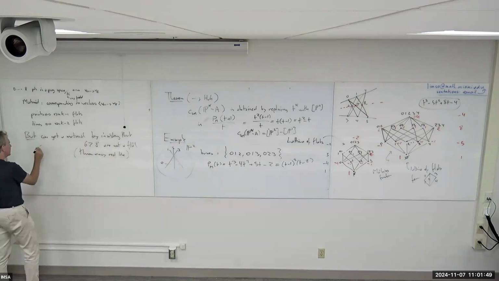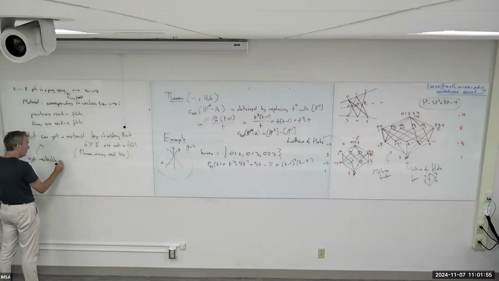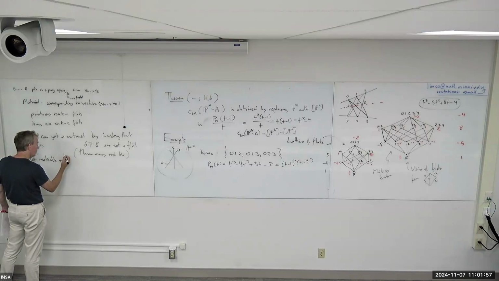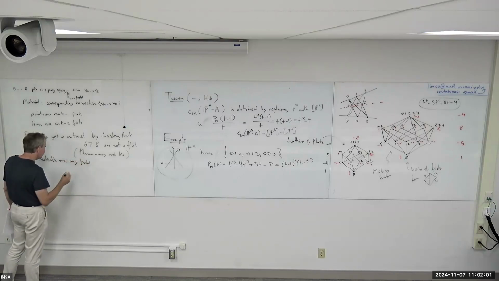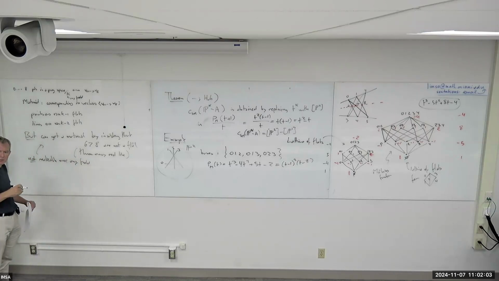The point I'm making is that this is not realizable. So as Richard said, 2,000 years ago people were thinking about this. Pappus's theorem tells you that there are non-realizable matroids.